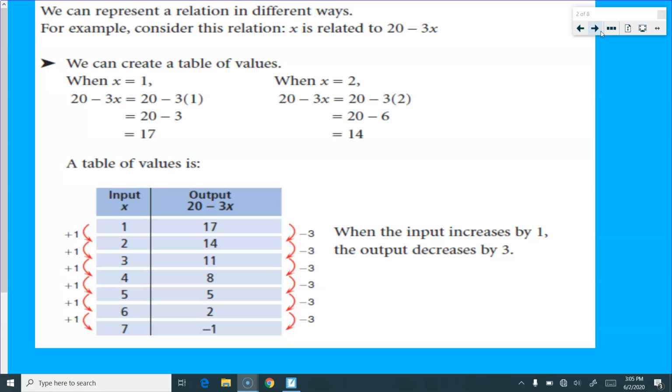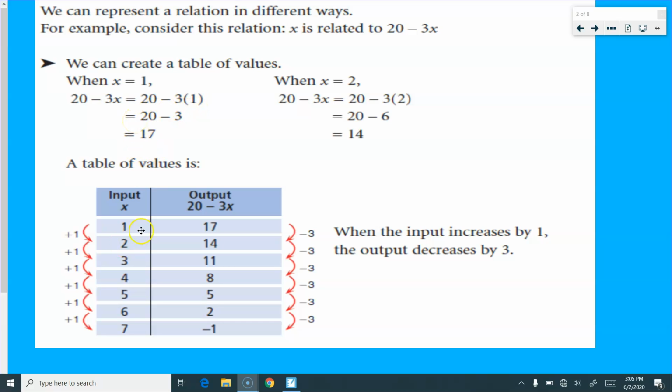Okay, so we can represent a relation in different ways. For example, consider this relation: x is related to 20 minus 3x. We create a table of values with an input and an output. And when x is 1, you put the 1 in here, and then you substitute that 1 for x in this side. Okay, so 20 minus 3x is the same as 20 minus 3 times 1, which equals 17.